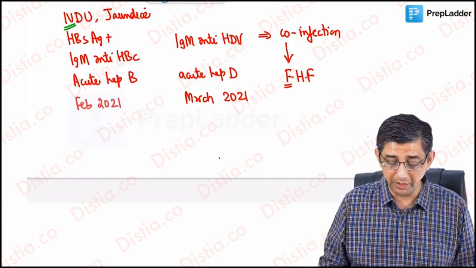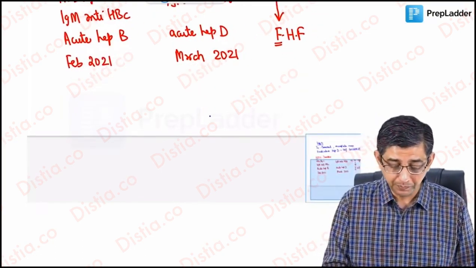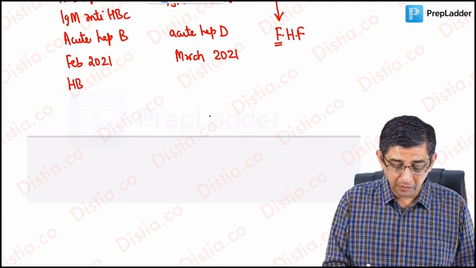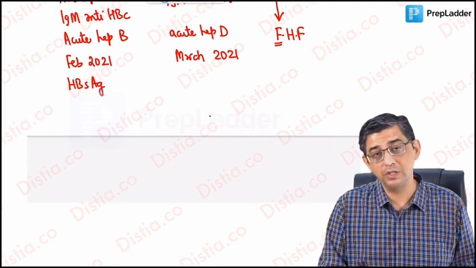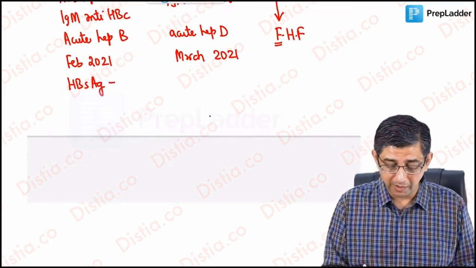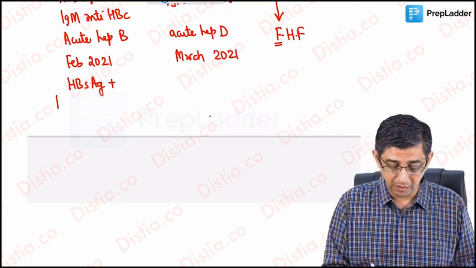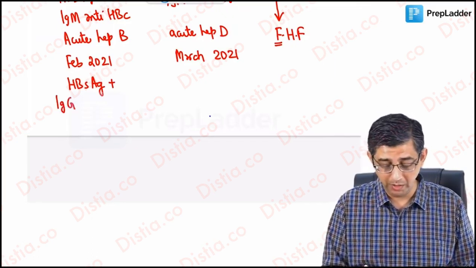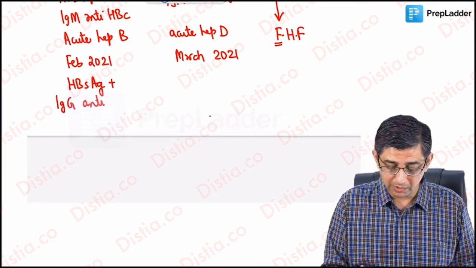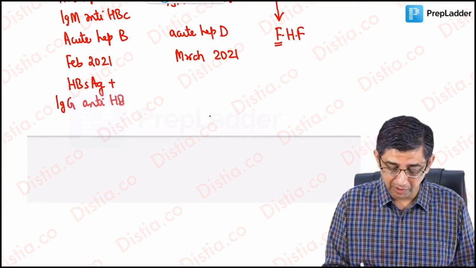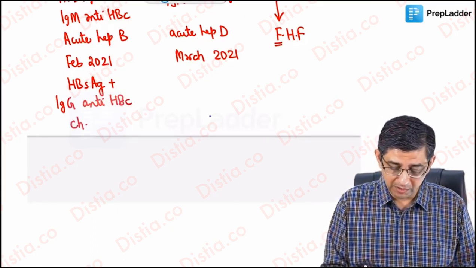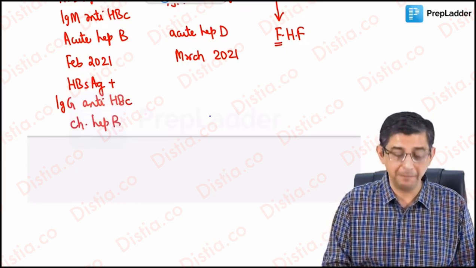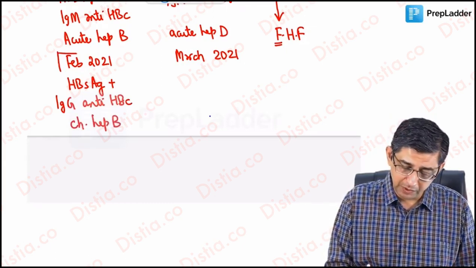Let me explain this once again to you in a slightly different fashion. I today have in my OPD an IV drug user. His serological status is hepatitis B surface antigen positive and immunoglobulin G class of antibody to the core antigen also present. So this guy, the way I've written the report, you can understand is suffering from chronic hepatitis B. The timelines will keep the same.